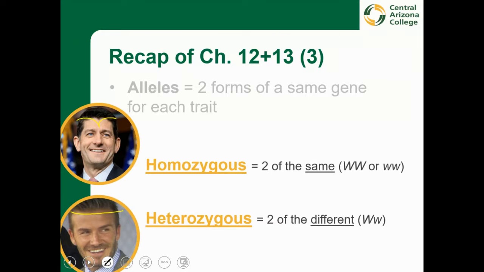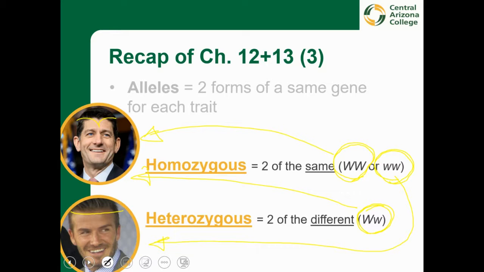An example of that would be when we have capital W and capital W, we would see a widow's peak. When we have capital W and lowercase w, we would still end up seeing this widow's peak, because just one single dominant allele was enough for us to see that. The only time we saw the recessive trait, which was lowercase w, was when you inherit the trait for that straight hairline from each of your parents.